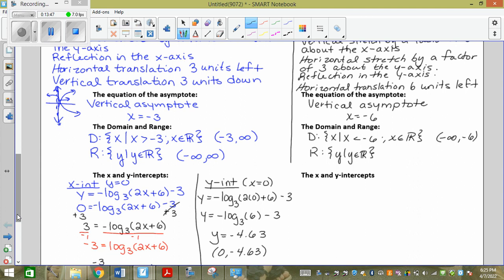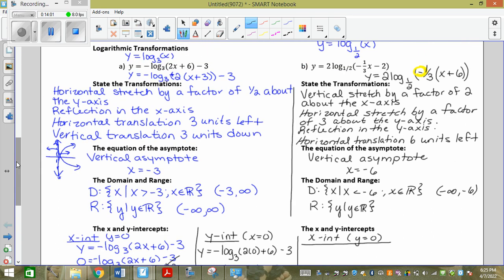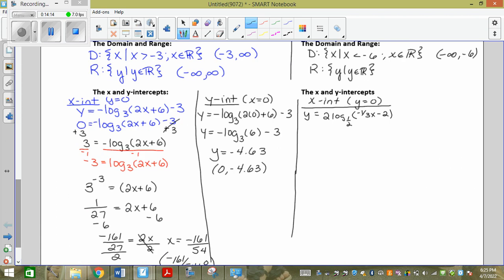Okay. My x-intercept is going to be when y equals 0. So it's the uglier one. The equation is, I always put it into the one where I didn't pull the horizontal stretch out, so it's going to be y equals 2 log base 1/2 of negative 1/3 x minus 2. So I'm going to fill 0 in for y, and I get 0 equals 2 log base 1/2 of negative 1/3 x minus 2. And I can't solve this until I get a log by itself, then I can convert to exponential.